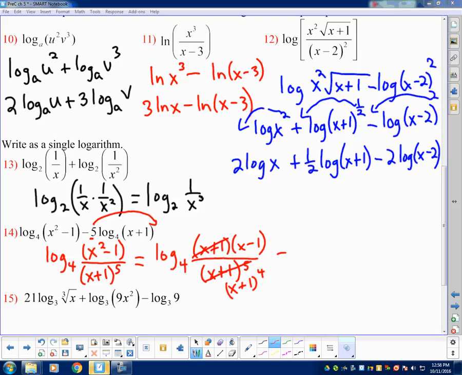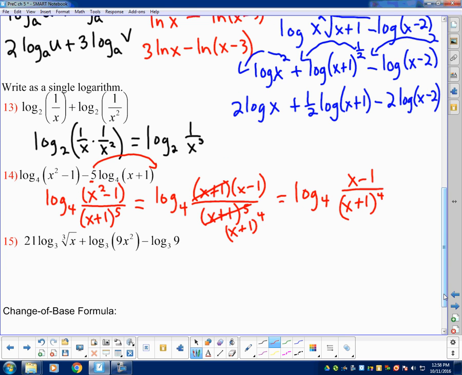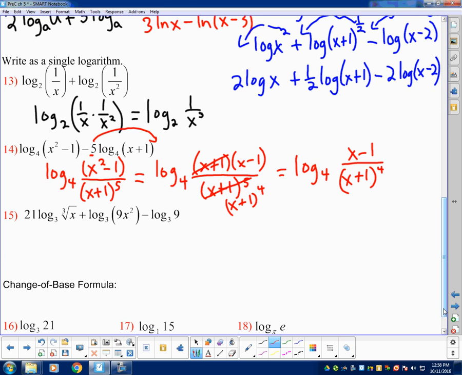And so I have log base 4 of x minus 1 over x plus 1 to the 4th. Although, really, we've accomplished the writing as a single logarithm, so I would probably accept that if my instructions were the same as that on a test.